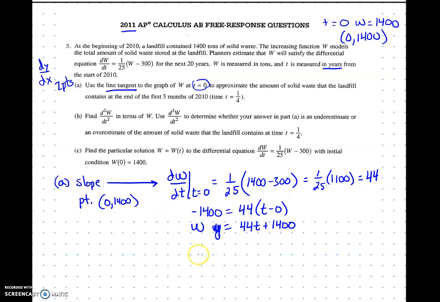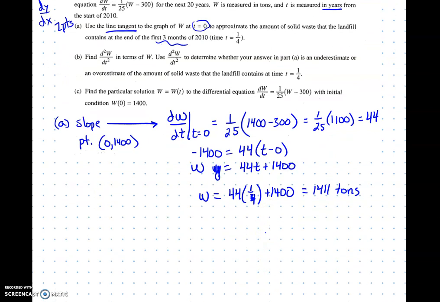Well, now we have to figure out at t is equal to 1/4, the first 3 months, so 3 months is 1/4 of a year. We can figure out the amount of waste that there is when t is equal to 1/4. And this is our estimate. All right, 44 times, excuse me, not 1/3, 1/4, I apologize. And this is 1,411 tons. All right, so that's part A. You would have gotten 1 point for solving for dW/dt, and then a second point for the answer.